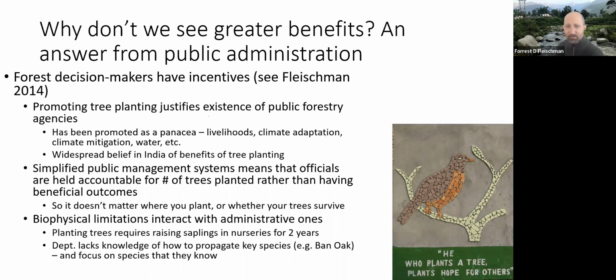This village is scheduled for planting this year. We didn't raise any ban oak 2 years ago, so we don't have any. You guys get cheer pine instead. And it turns out that it's hard to propagate some of these species. The government really knows how to grow cheer pine in the nursery. They don't know how to grow ban oak. So they don't plant very much of it, even though probably in a lot of these systems, it would be the best tree to plant.